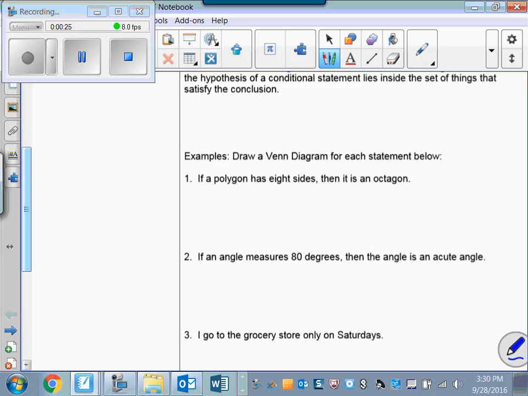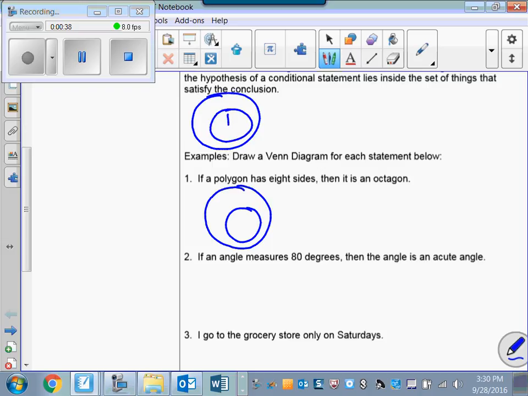We talked about the little two-circle types of Venn diagrams already. And if you remember, we said that our hypothesis, I'll draw this up here, is always in the little circle and our conclusion will always be the big circle. So let's do a couple of little easy examples here. It says if a polygon has 8 sides, then it is an octagon. So in here we've got the polygon with 8 sides, and it is an octagon.